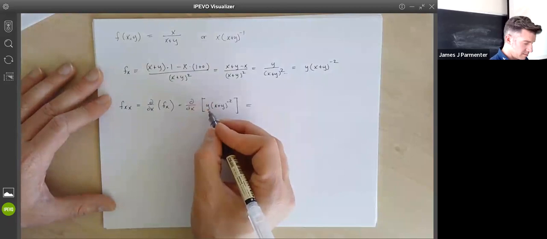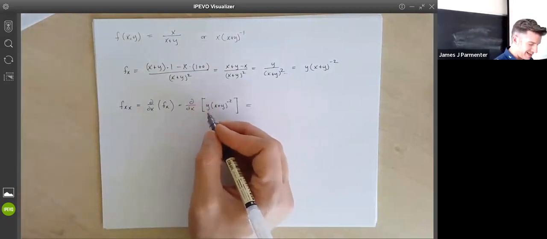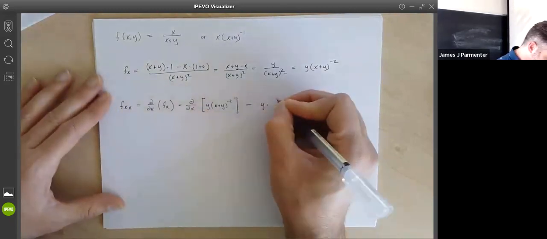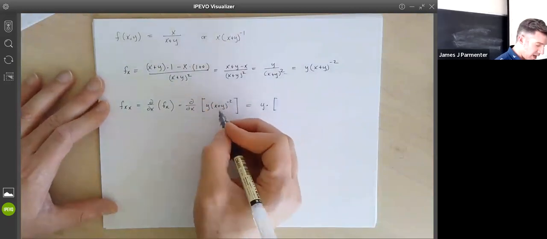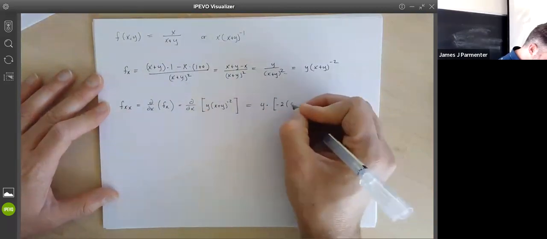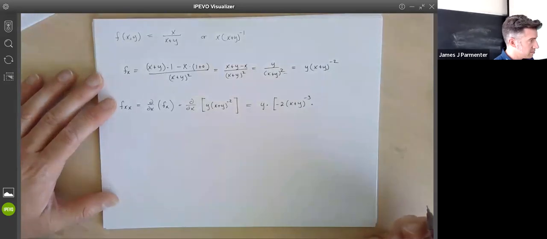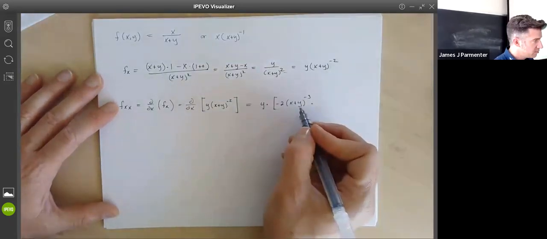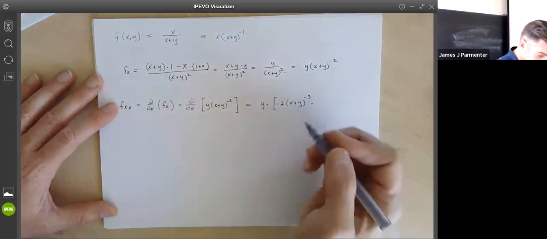That's a constant. It's going to hang out. Watch this. That's a constant multiple. It's y times a function of x. It's going to hang out. So I'm going to get y times the derivative of (x plus y) to the negative second, or the derivative of some stuff to the negative second power is -2 times my stuff to the negative third power times the derivative of my stuff. What's the derivative of my stuff? Yeah, 1 plus 0, 1.